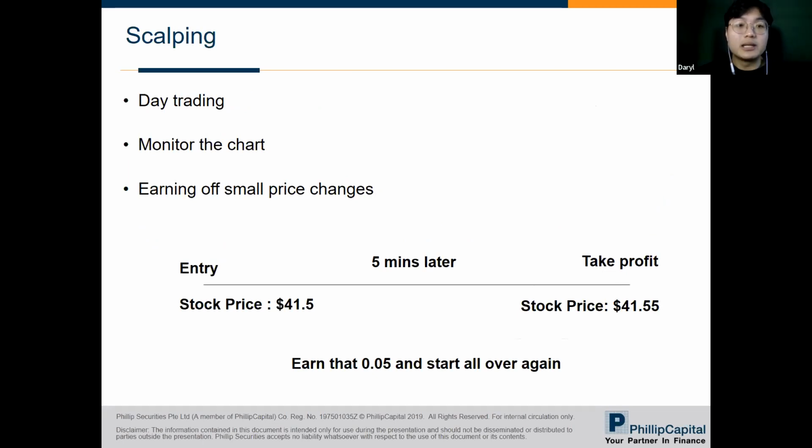Next strategy is scalping. It's mainly for day trading. What these people do is monitor the chart, and when there's a given opportunity, they will close the position and earn off small price changes. For example, let's say you enter a stock at $41.5. Five minutes later, the stock becomes 41.55. So the scalpers will take profit and earn that 0.05 per share, and they will do it over and over again, slowly stacking their profit. But in order for you to scalp, you must be really very good at your technical analysis.